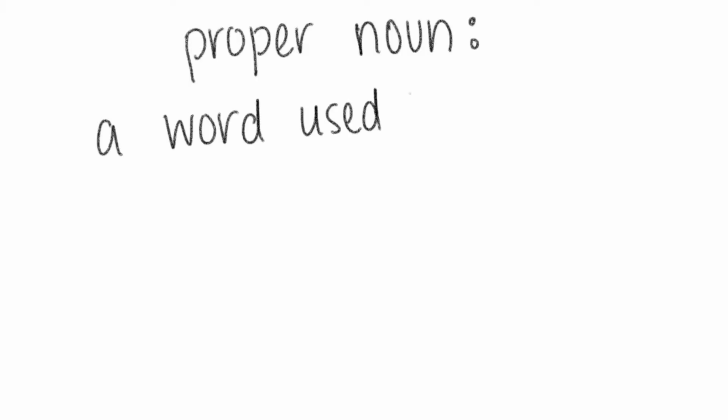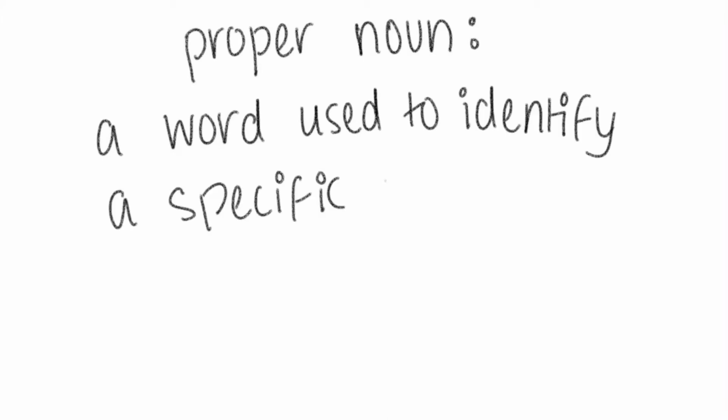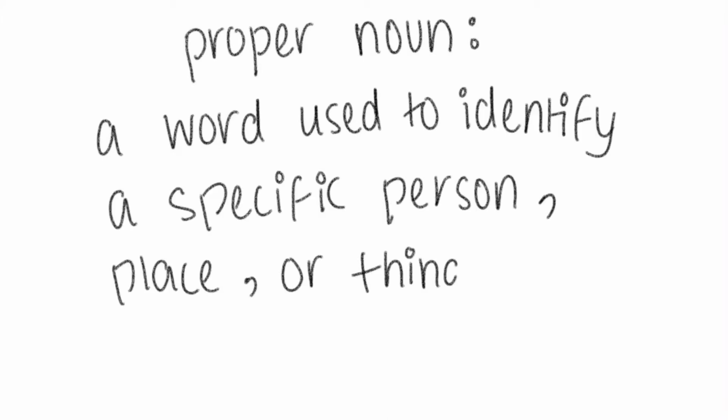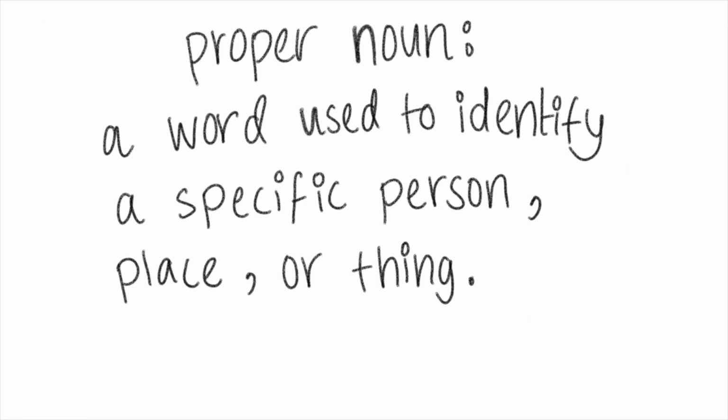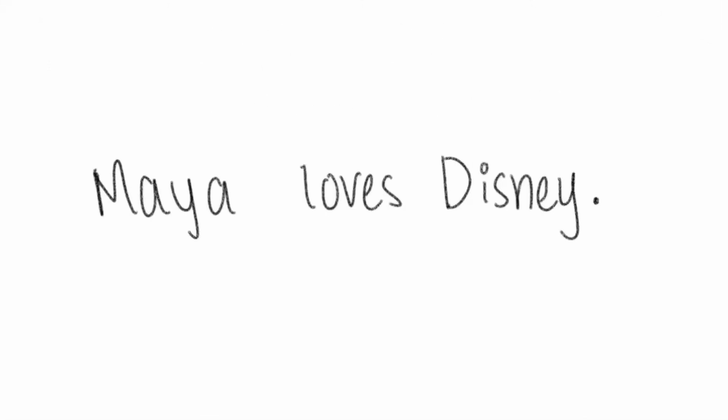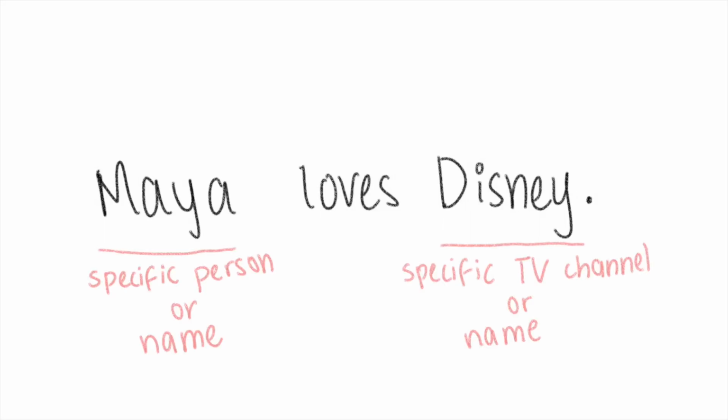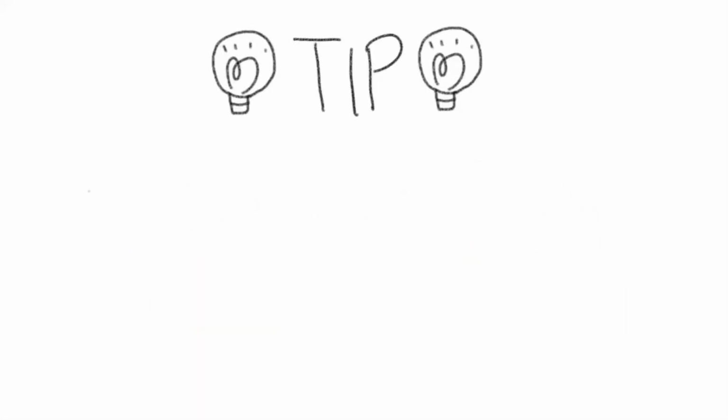Then the second type of nouns are proper nouns. A proper noun is a word used to identify a very specific place, person, or thing. Let's look at proper nouns in action. Maya loves Disney. Here, Maya is the name of a specific person, and Disney is the name of a specific TV channel. Proper nouns are usually names of people, places, or things.